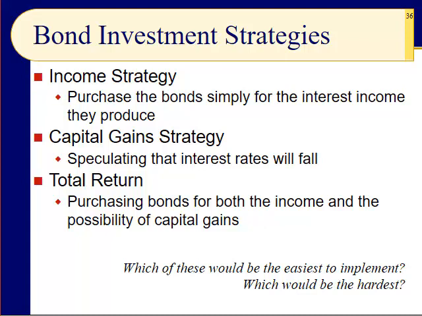Now, which of these is the easiest? Income. Which is the hardest? Capital gains, because you can't predict where interest rates will go. Well, you can predict, but you won't. You'll be like everybody else. You'll be wrong most of the time. And then total return is obviously a combination of the two.